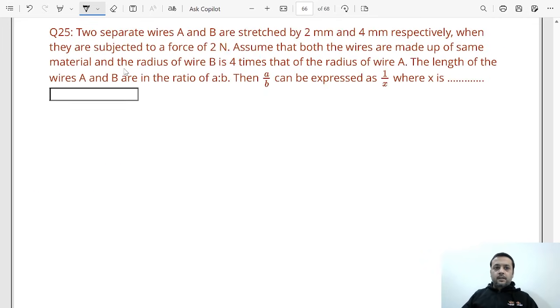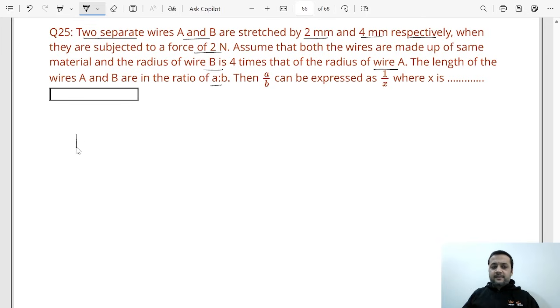Alright. Two separate wires A and B are stretched by 2 mm and 4 mm respectively when they are subjected to a force of 2 Newton. Assume that both the wires are made up of same material. Radius of wire B is 4 times that of radius of wire A. The length of wire A and B are in the ratio A is to B. Then A by B can be expressed as 1 by x square axis.